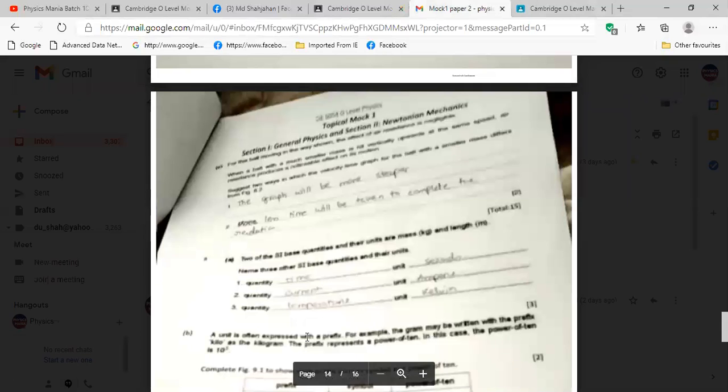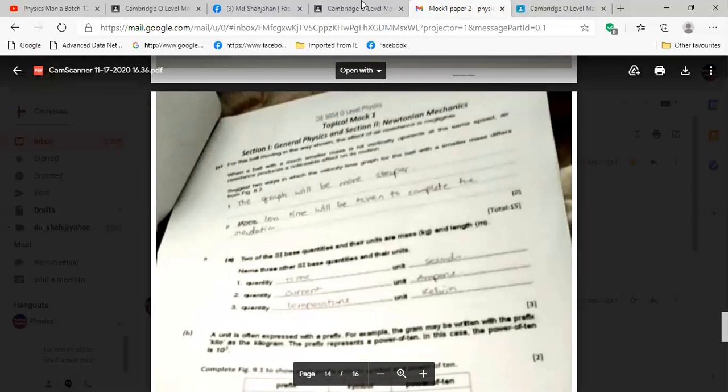Let us see your writing. The graph will be more steeper, you wrote. This is correct. That time will be given. What you said, less time will be taken to complete the revolution. Will it be revolution, or the journey of the ball, or you can say to reach the maximum height? This way you can say. Revolution is something like circular motion type, and the idea is coming from that.